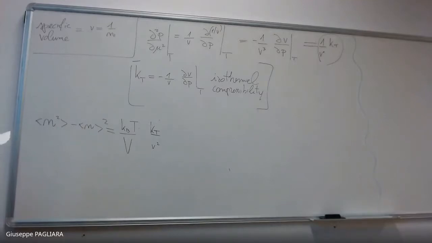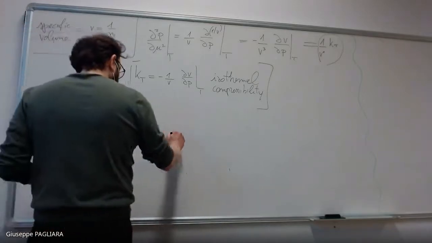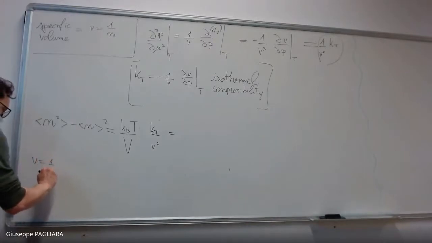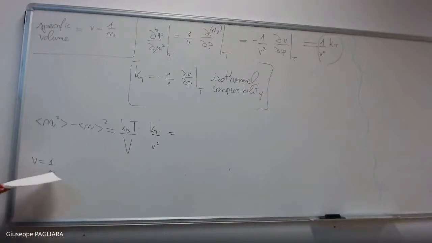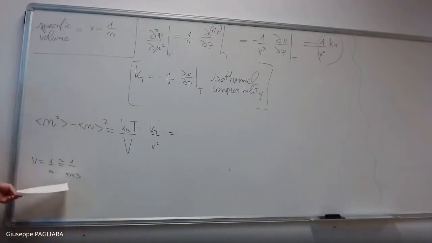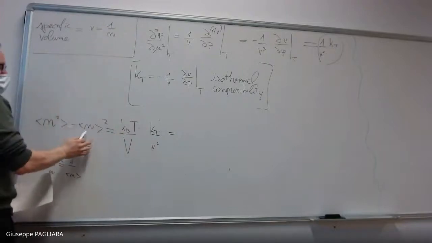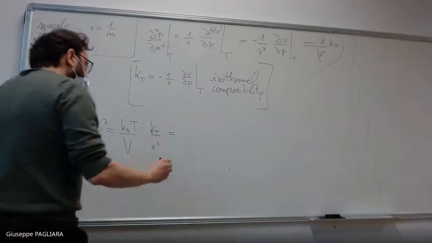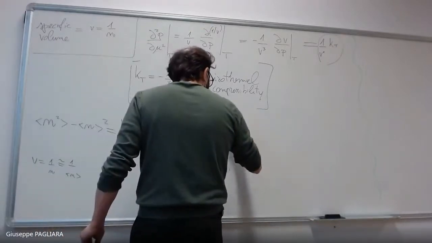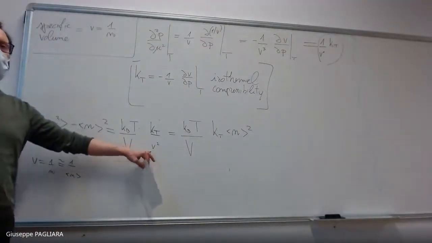Now, since v is 1 over n, coming back to statistical mechanics, I can interpret 1 over n as 1 over the average of n. In thermodynamics we do not write averages because there is no ensemble. When connecting statistical mechanics with thermodynamics, n here is just the average of n. So then this quantity is equal to kBT divided by the volume, Kt, and here we have an average of n squared, because this is the specific volume squared.